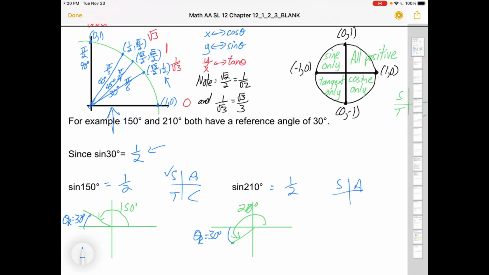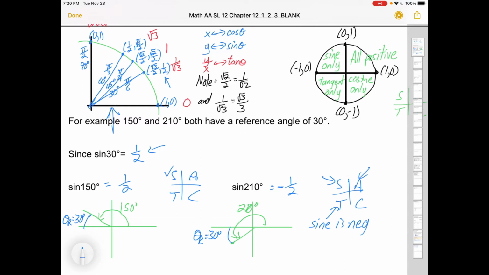It's in the third quadrant. Is sine positive in this third quadrant right here? No, sine's only positive in this quadrant and this quadrant. Here, in third quadrant, sine is negative. So that means we get negative a half. Now you can check this out on your calculator to make sure that those values are correct, but the sine of 210 really is going to be negative a half.